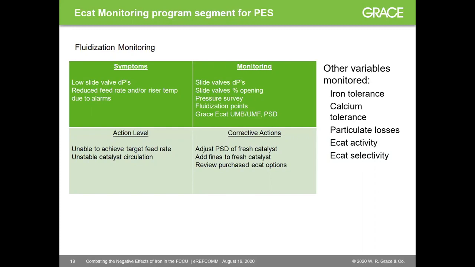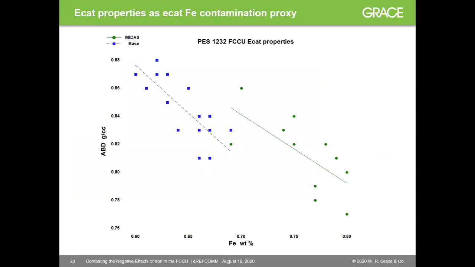One example is shown here for the plans in place to monitor various aspects relating to fluidization in the 1232 unit. As was observed on the 868 unit, the apparent bulk density fell with increasing levels of contaminant iron at the 1232 unit. The new catalyst was able to maintain a higher ABD at equivalent iron on the Ecat. This was particularly helpful from a fluidization standpoint.